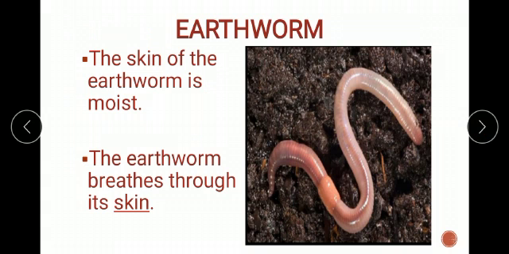Next, we have earthworm. The skin of the earthworm is moist and the earthworm breathes through its skin.